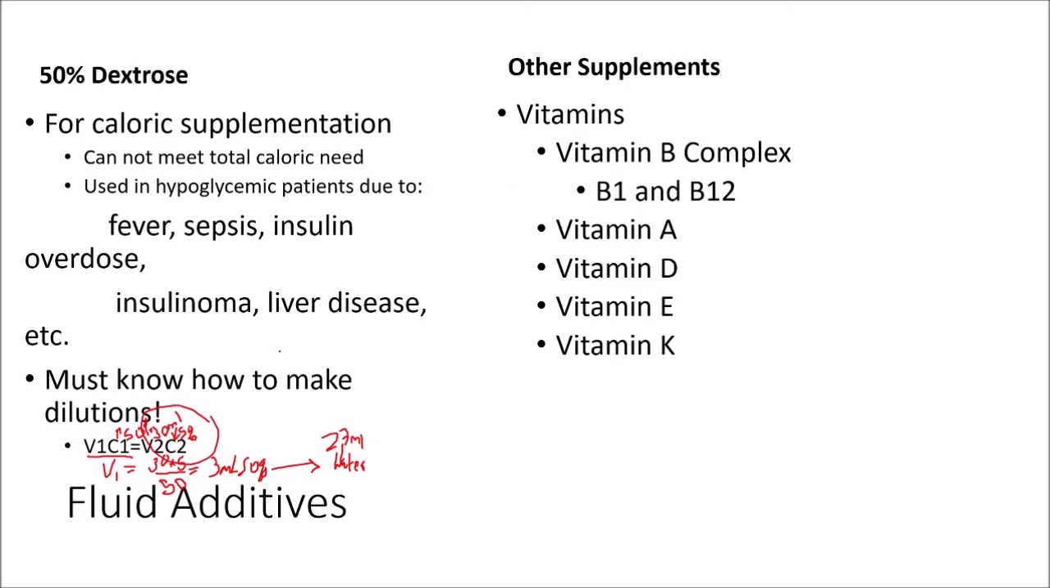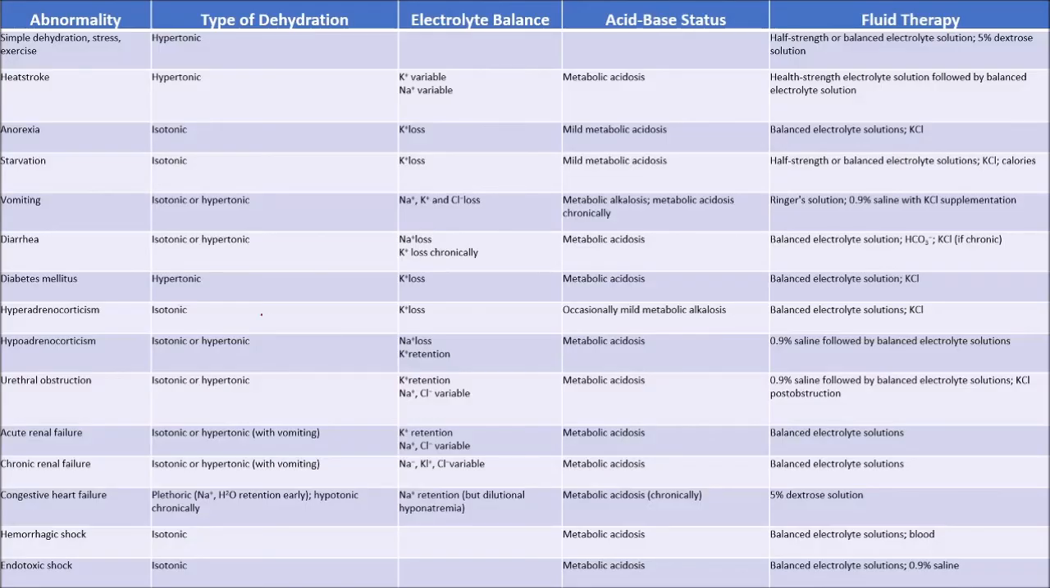This is a great way to understand what kind of fluid you're going to need based on the abnormality, the diagnosis that you have. It tells you what type of dehydration you're looking at, what kind of electrolyte balance you may have, the acid-base status that is normal for this type of abnormality, and then what fluid therapy you're going to use. You might want to print this out because this could be super, super helpful for you in practice.